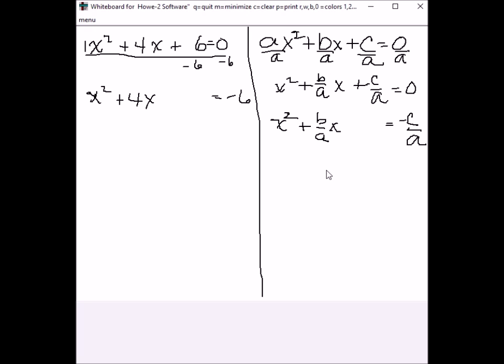All right, I'm going to change colors here. Now, we want to figure out what these two terms need to be perfect. I take half of this number, 2, square it, 4, add that to both sides. Now we're going to do the same thing over here. What's half of b over a? Half of b over a is b over 2a. And if we square that, we get b squared over 4a squared.